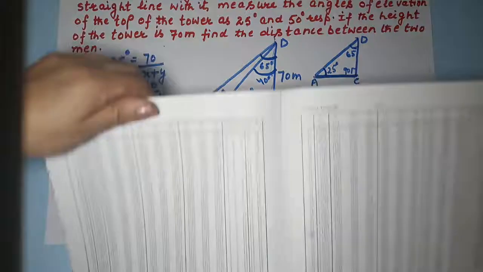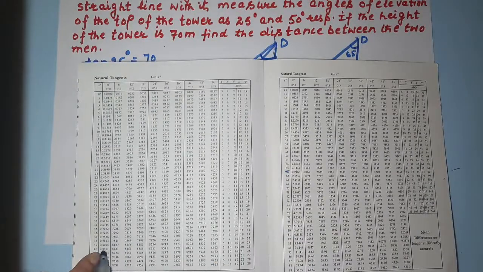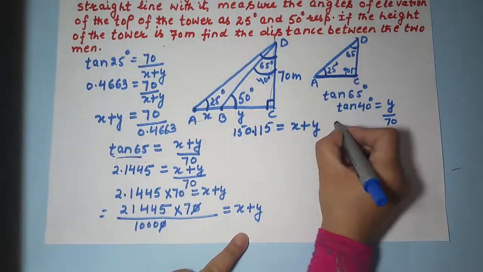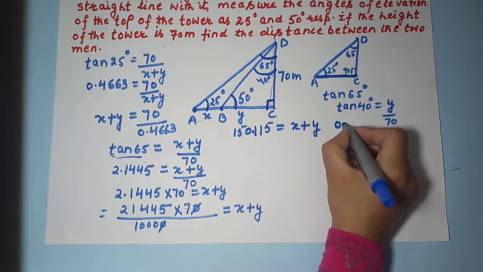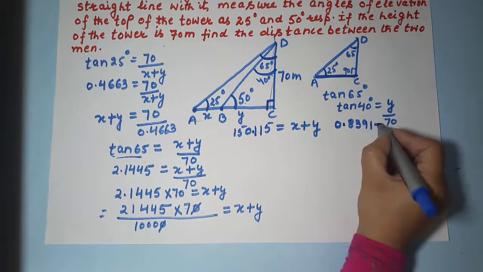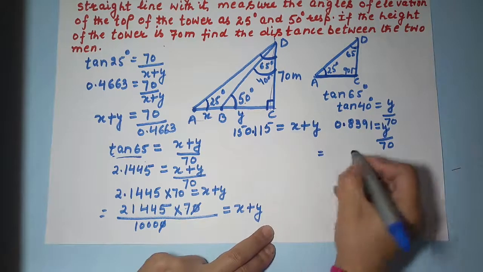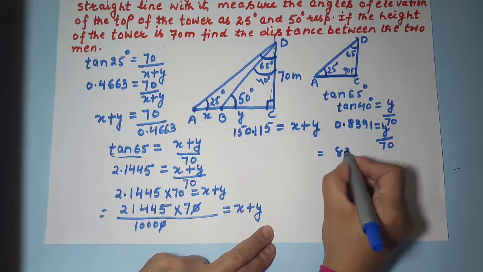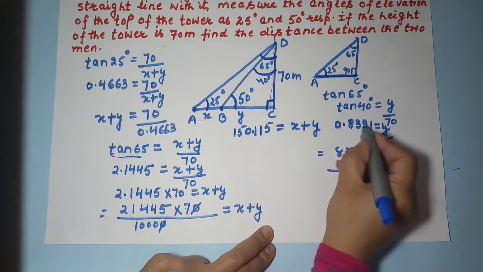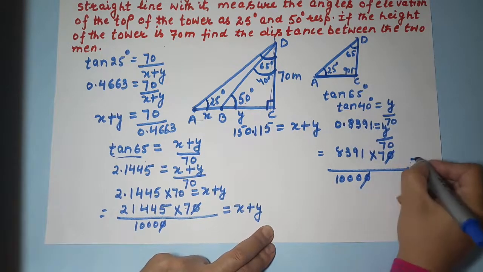Now let me check the value for tan 40. What is my tan 40? Here it is, 0.8391. So I will replace the value of tan 40 as 0.8391 is equal to y upon 70. Now see, I can cross multiply. So I will get 8391 into 70 divided by 1, 2, 3, 4. 1, 2, 3, 4. 1, 0 and 1, 0 will go is equal to y.